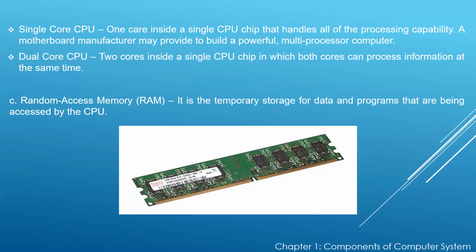So we have the random access memory, or we call it RAM. It is temporary storage for data and programs that are being accessed by the CPU. Majority of the RAM, for right now, we have double data rate RAM, or we call it the DDR. So DDR3, DDR4 are still in the market, but DDR3 is hard to find in the market right now. Okay, sa Shopee na lang nabibili.